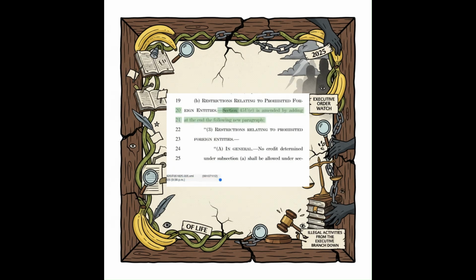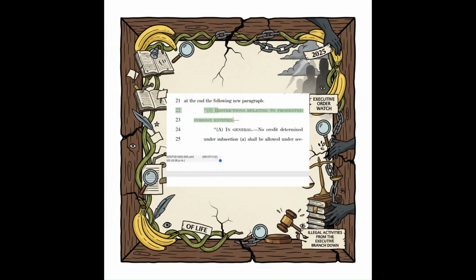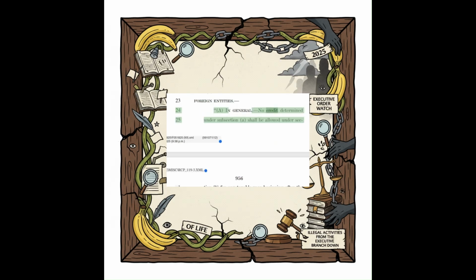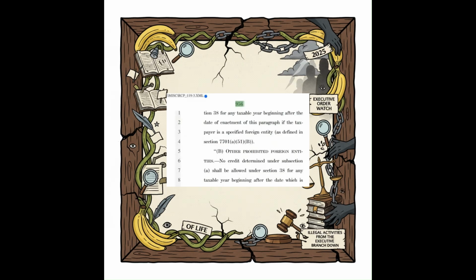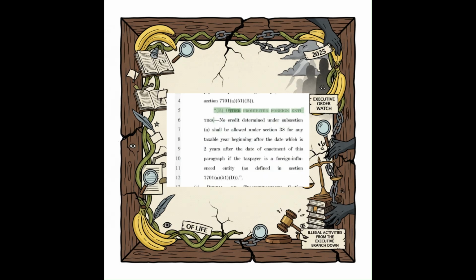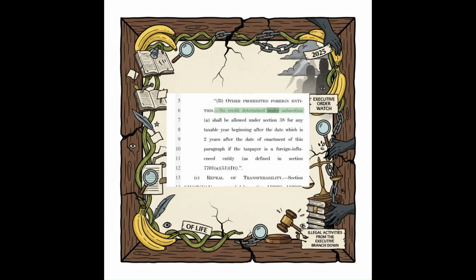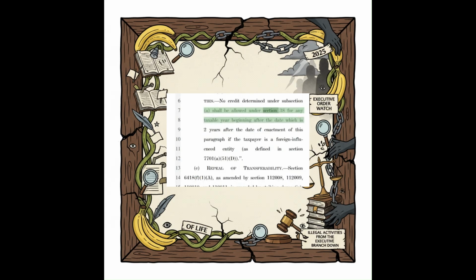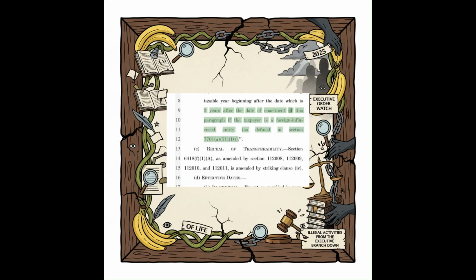Section 45U is amended by adding at the end the following new paragraph. Restrictions relating to prohibited foreign entities. No credit determined under subsection shall be allowed under 956 Section 38 for any taxable year beginning after the date of enactment of this paragraph, if the taxpayer is a specified foreign entity. Other prohibited foreign entity. No credit determined under subsection shall be allowed under Section 38 for any taxable year beginning after the date which is 2 years after the date of enactment of this paragraph, if the taxpayer is a foreign influenced entity.